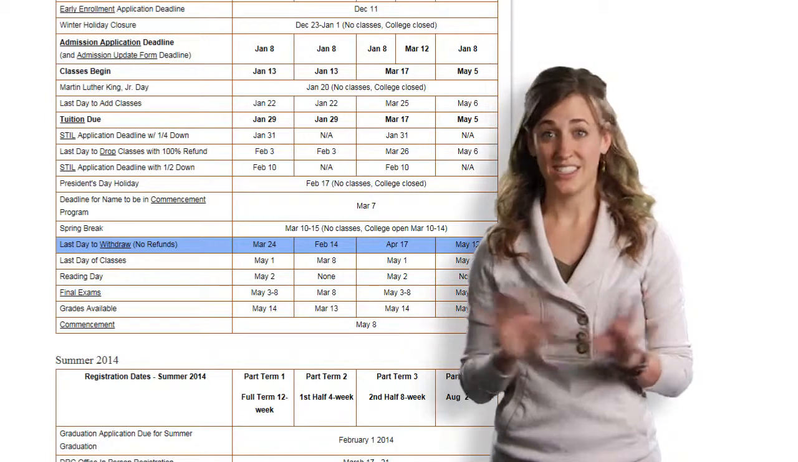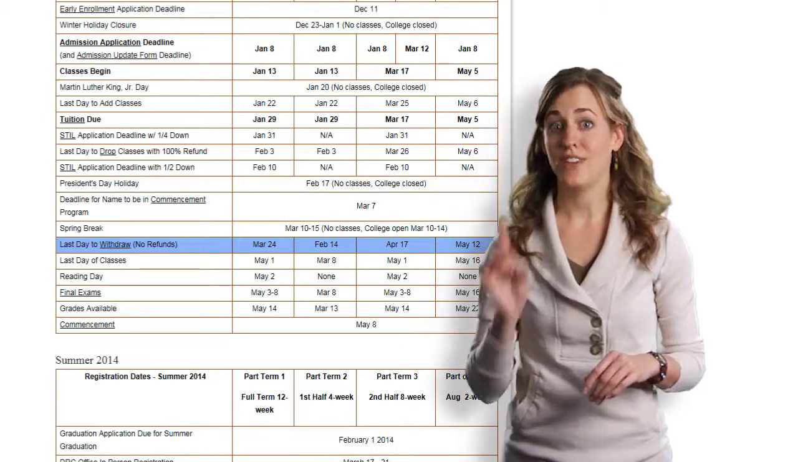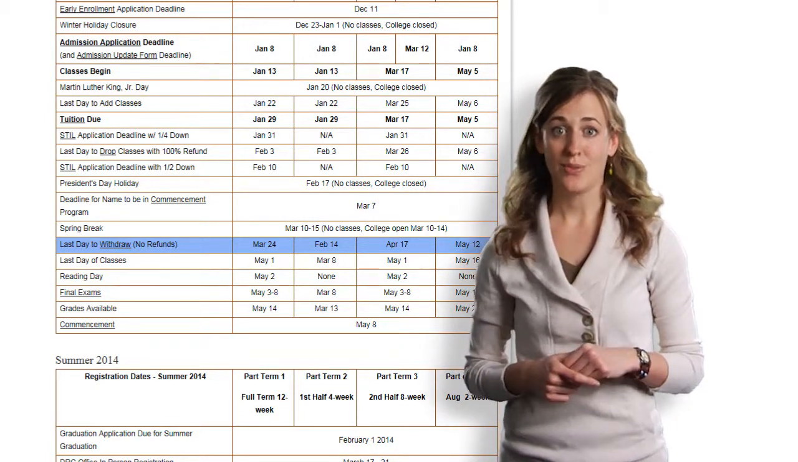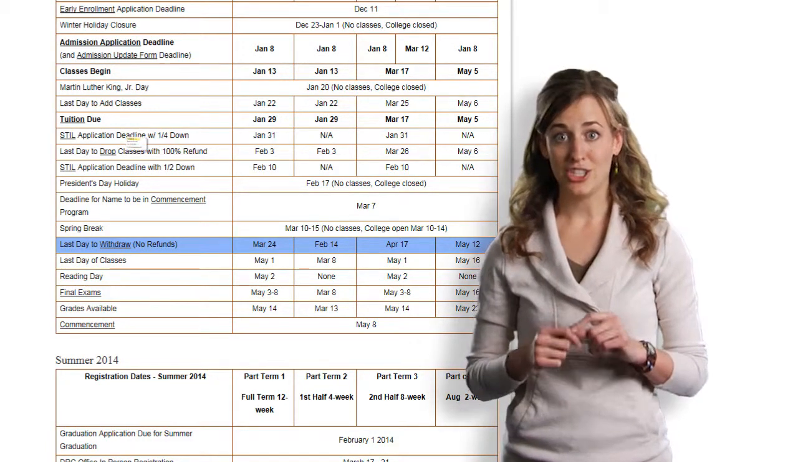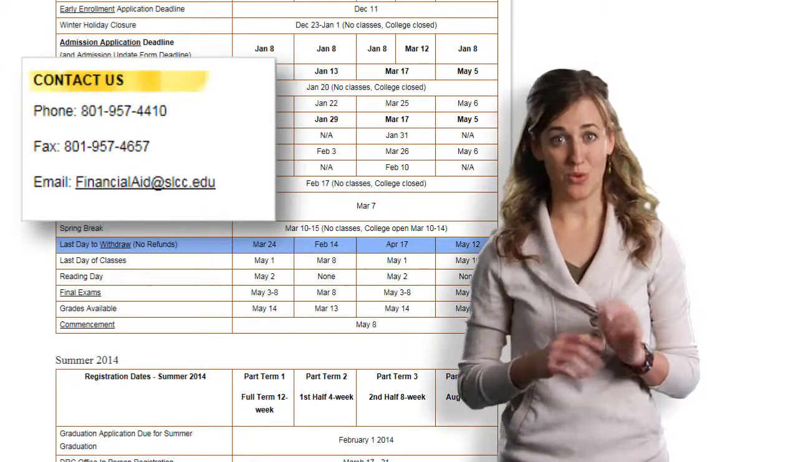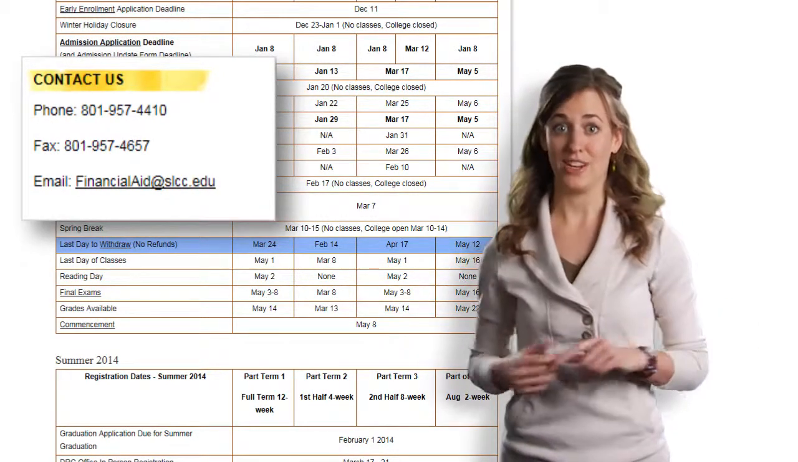A W grade doesn't affect your GPA, however, it affects your class completion rate. Therefore, it may affect financial aid eligibility when withdrawing classes. Please check with the financial aid office for advice before withdrawing classes if you use financial aid.